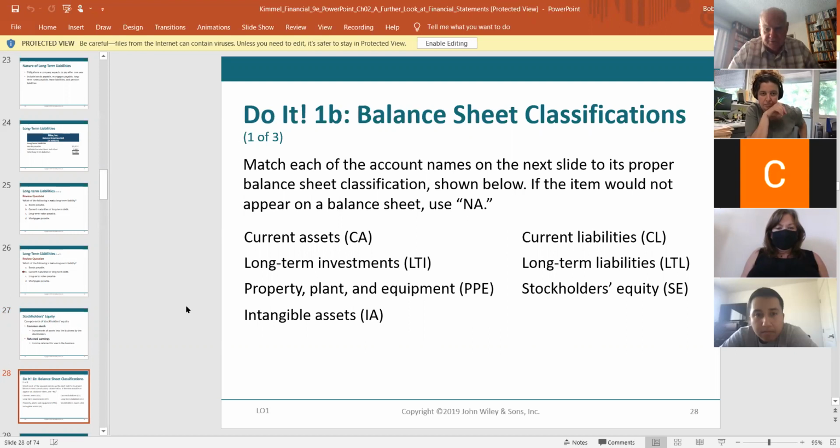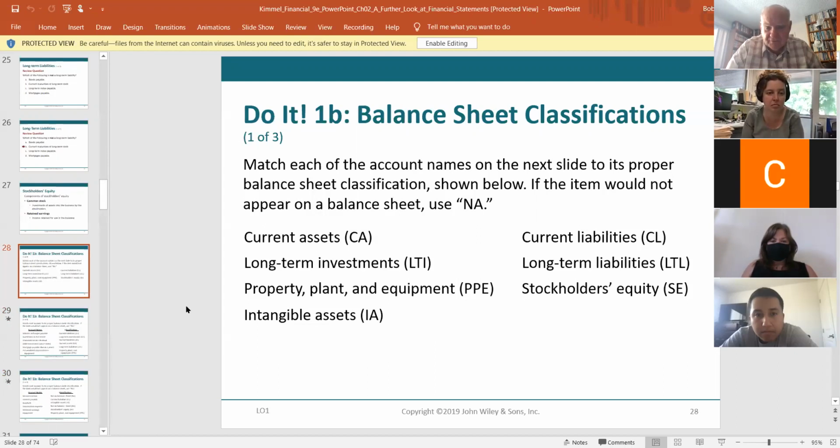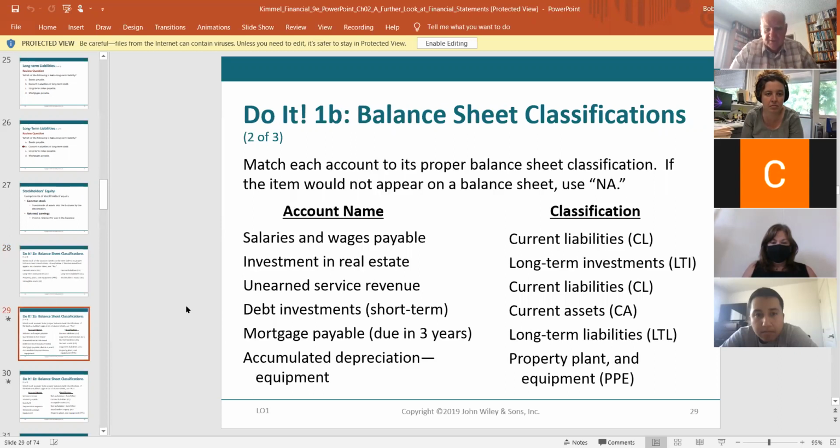Balance sheet classifications. Let me see what they're talking about. Match each of the current assets. Okay, I guess they want us to look at this. They gave us the answers already. Match each account to its proper classification. If the item would not appear on a balance sheet, use not applicable. So salaries and wages payable, we should know now those are current liabilities. Investment in real estate, almost by definition, is long-term. You don't buy too many properties and turn them over within a year.